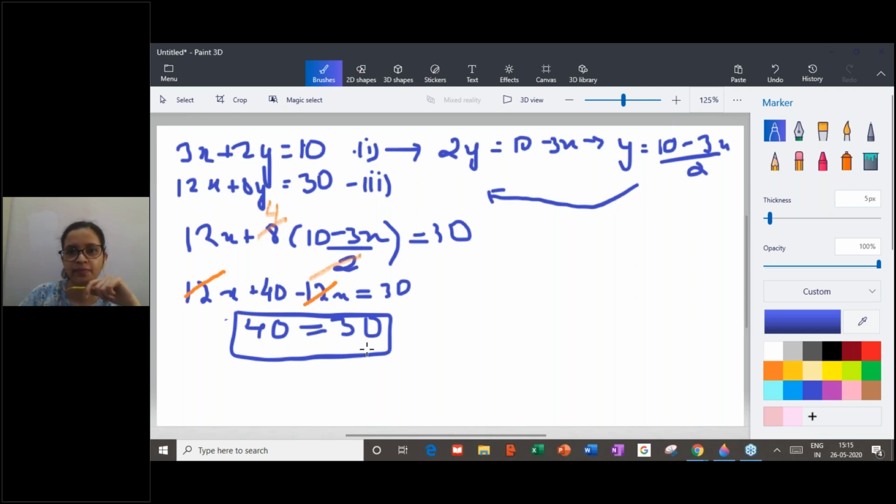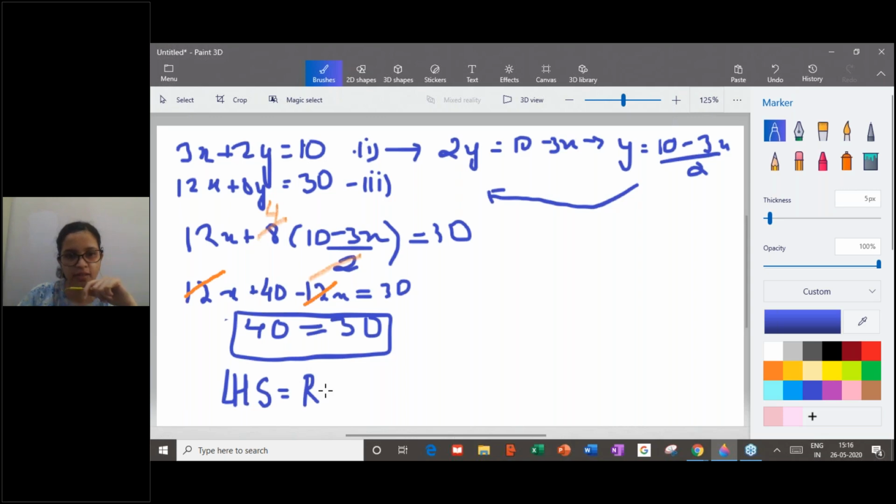Yeah, okay then. 40 equals 30. So then just check once. If you are doing the steps correctly, you would get two numbers which are different on LHS and RHS. Right, so this is a statement basically. So in such cases, what do you do? You check the LHS, and is it equal to RHS? Check that. If it is, what do you say? The system has infinitely many solutions.